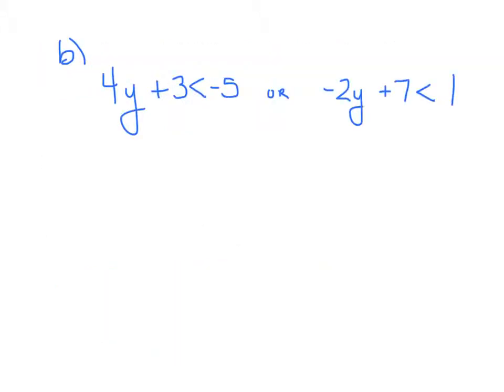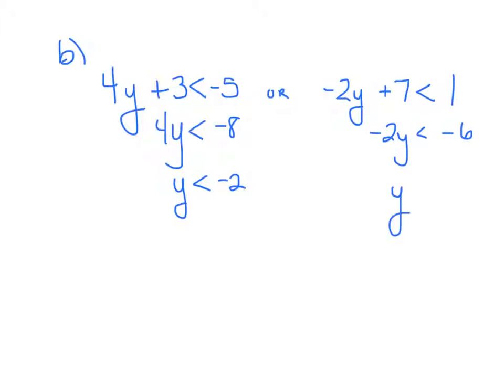So in part B, we're going to do the same thing. We're going to solve it. So let's solve both inequalities. I subtract 3 on both sides. That gives me 4y is less than negative 8. I divide by 4. That gives me y is less than negative 2. My other equation, I subtract 7. I get negative 2y is less than negative 6. I divide by negative 2. That gives me y is greater than 3. One thing I forgot to do is bring down the or. That's an easy thing to forget. Always make sure the or comes down for each problem.